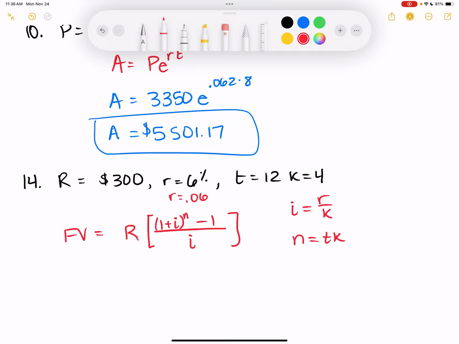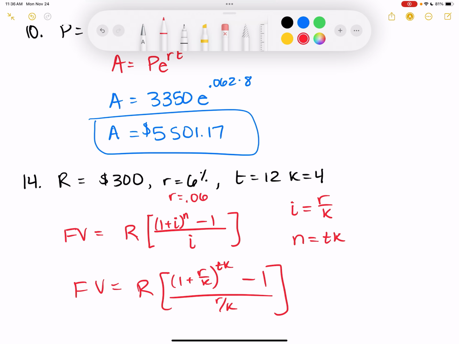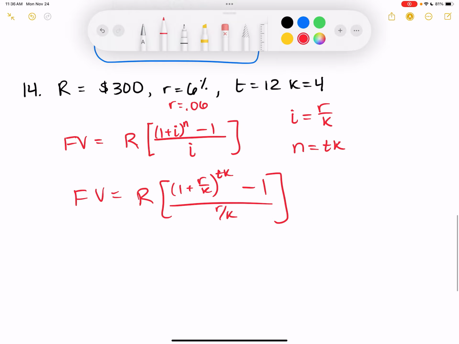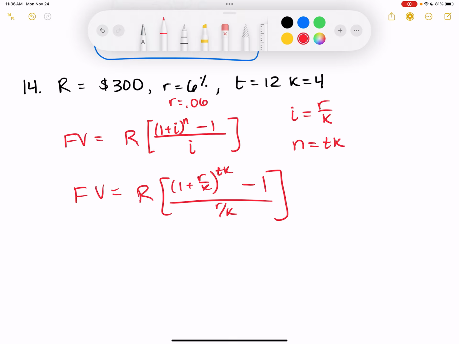I don't really care, ultimately. I typically do it as if I'm plugging these fractions in, so that essentially I end up with future value is R times 1 plus R over K raised to the, you can still do N, but TK, minus 1 over R over K. I typically do it that way, but depending on which way you choose to do it, you might get a slightly different answer. I think it's easier this way if you know how to type it in your calculator correctly.